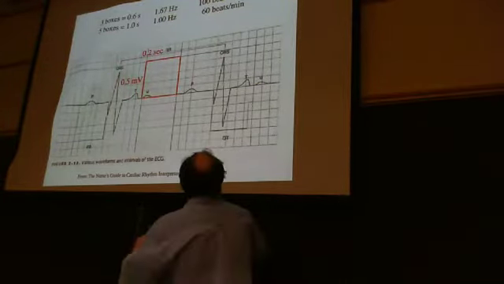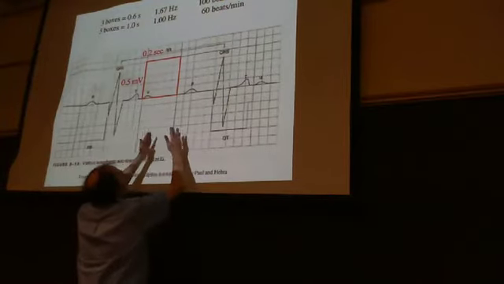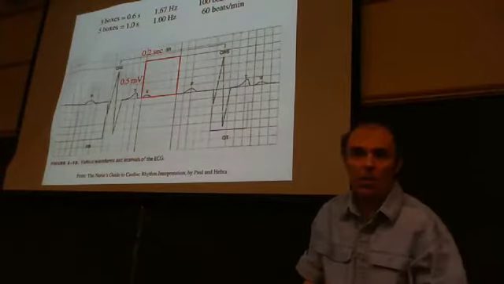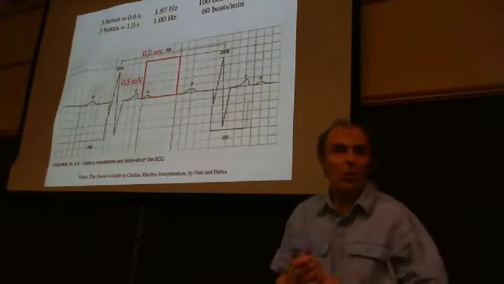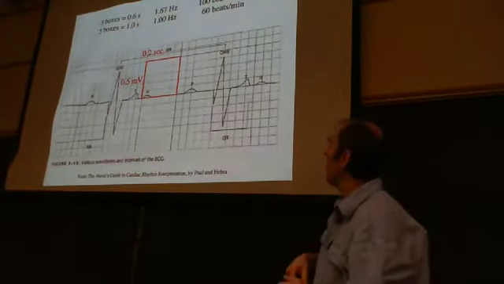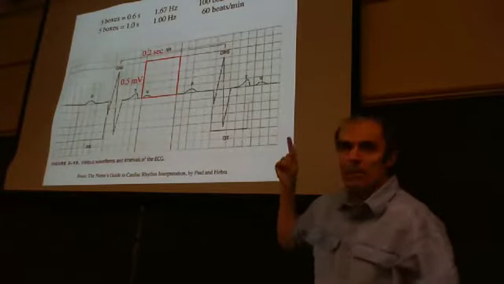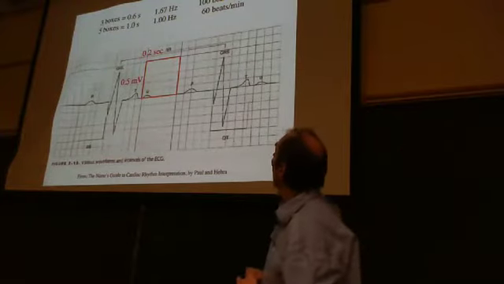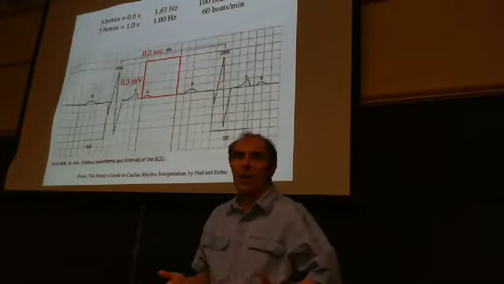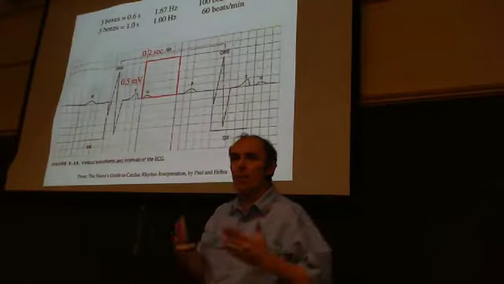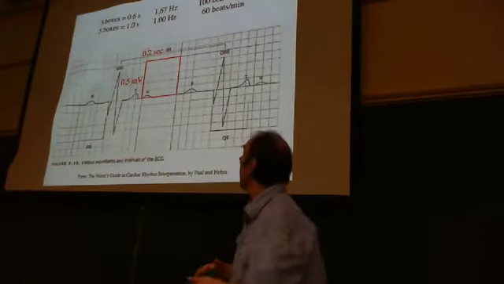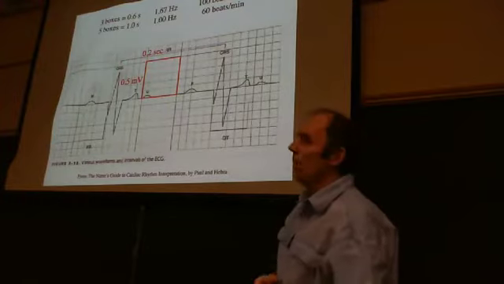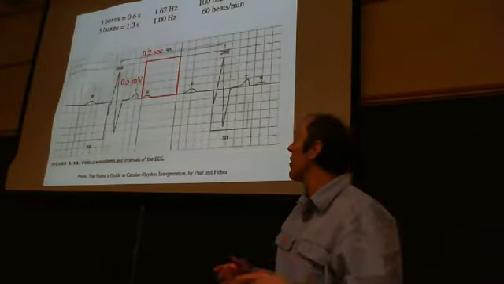If you had 5 of these big boxes between the QRS complexes, you'd be going at 1 hertz, because 5 times 0.2 is 1 second, so that'd be 1 beat per second, or 1 hertz, or 60 beats per minute. 60 beats per minute is about as slow as an electrocardiogram can be and still be considered in the normal range. So your heart rate's usually between 60 to 100 beats per minute. This is a resting heart rate, not if you're exercising.